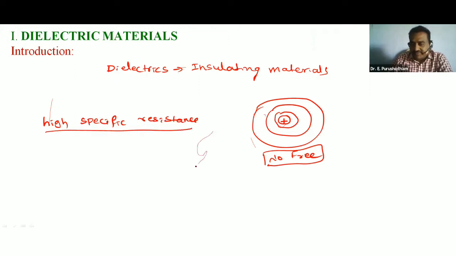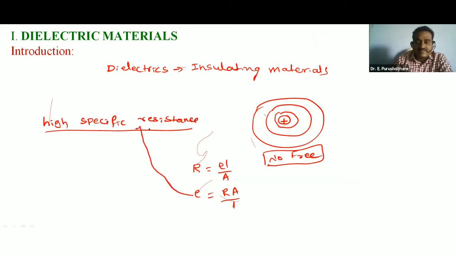What is specific resistance? You studied in your intermediate, resistance R is equal to rho L by A. So rho is equal to RA by L. This is the specific resistance, where R is resistance, A is area, and L is length. So dielectric materials have high specific resistance. This is a very important property.